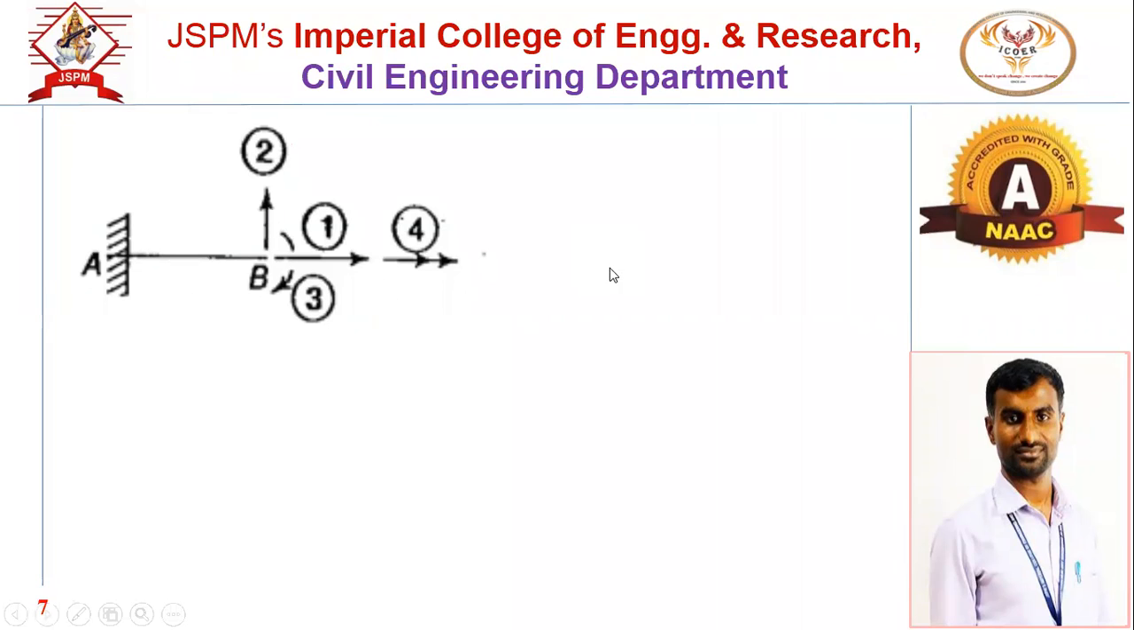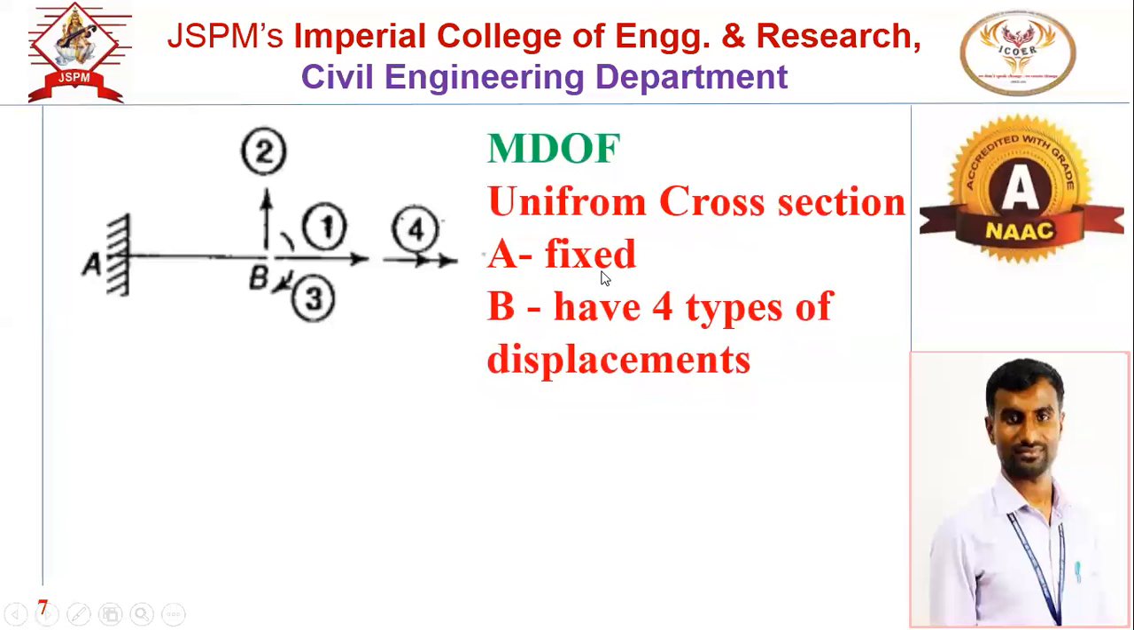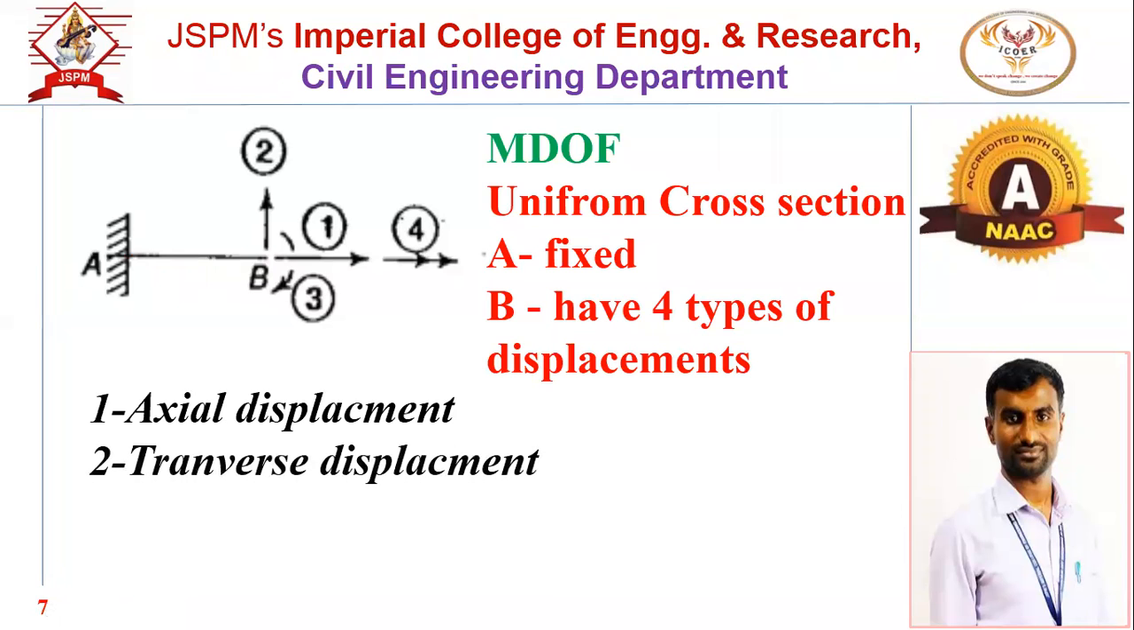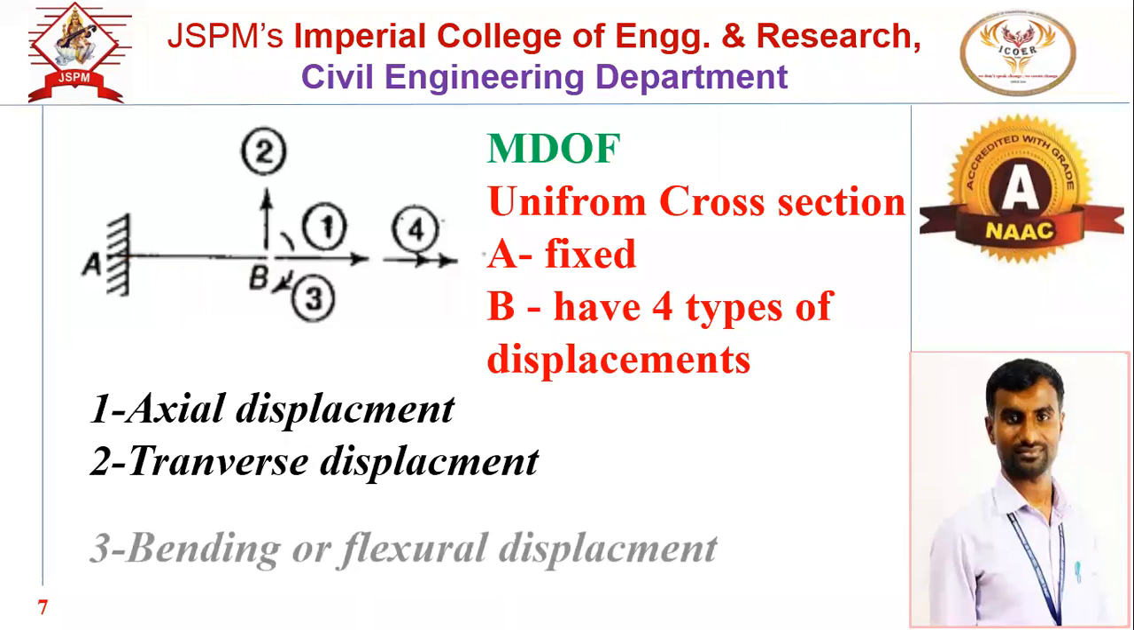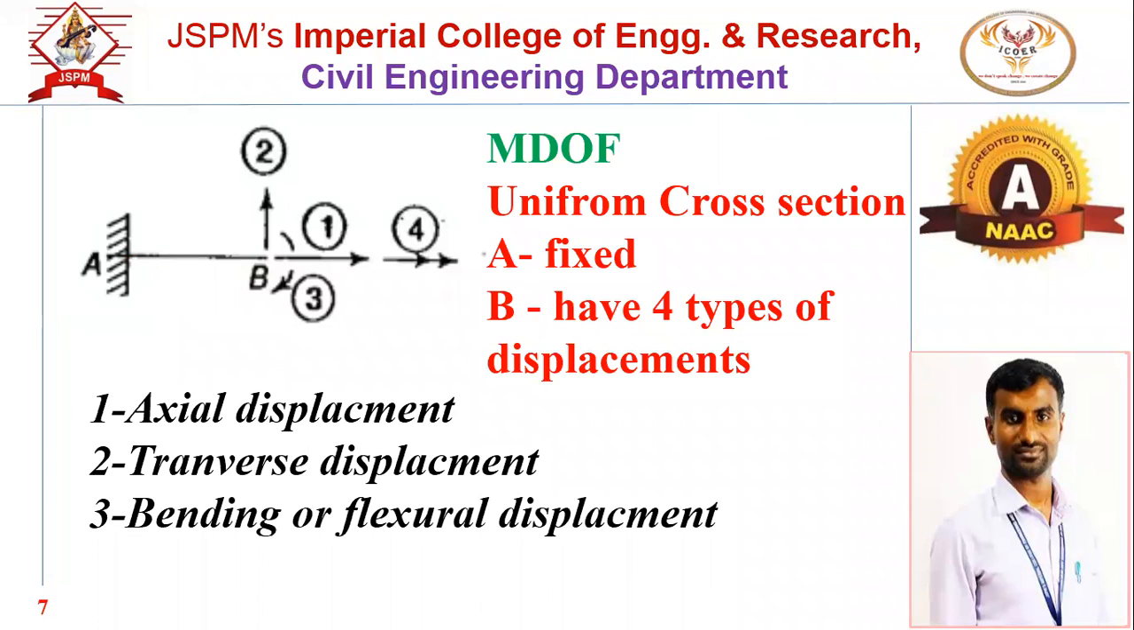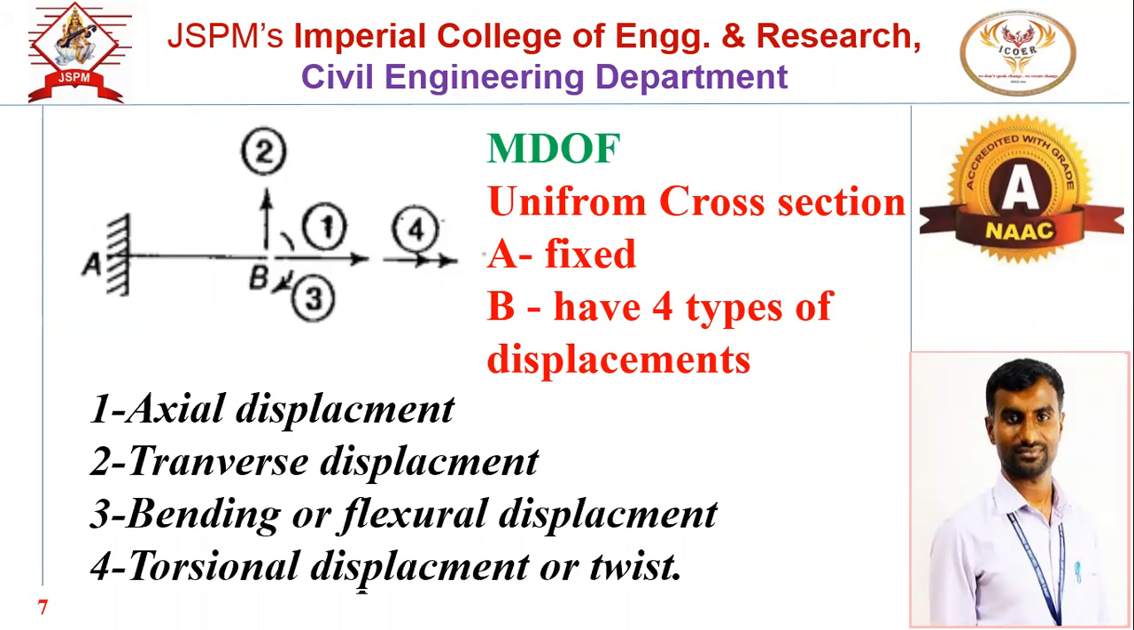So for that case, this is the AB beam. A is fixed and B has the 4 types of displacement, whereas the cross section of this particular bar or member is the same. EI is the same. Okay. Now the first unknown will be axial displacement. Second will be the transverse displacement. Third will be your bending or the flexural displacement. And the fourth one is the torsional or the twist.